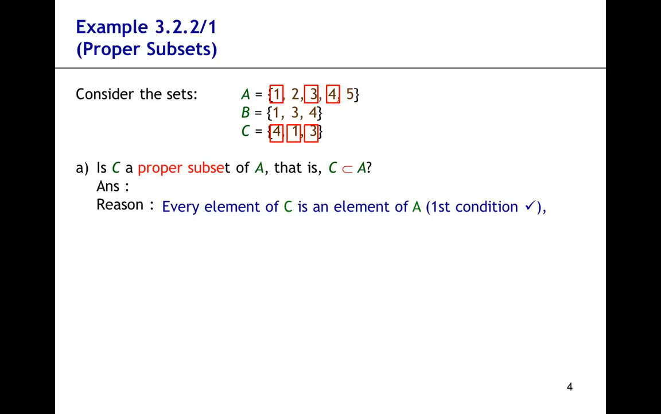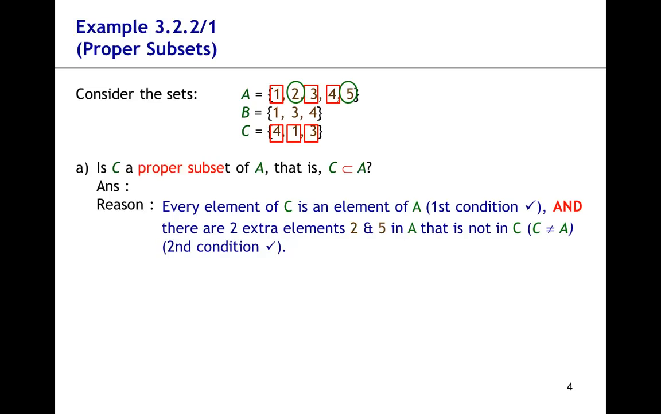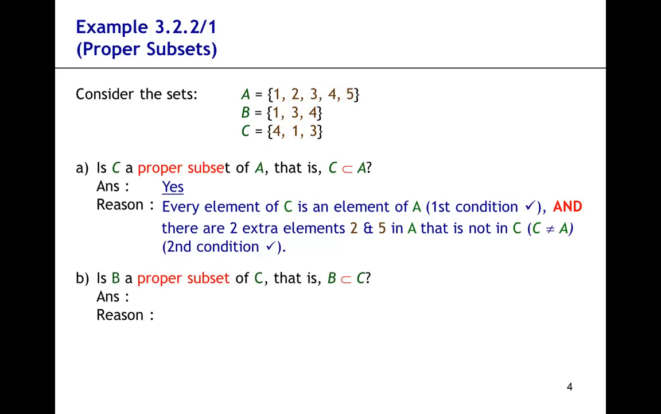How about condition 2? Comparing sets A and C, we see that set A has two extra elements, namely 2 and 5, which are not in C. So condition 2 is also met. We can therefore conclude that yes, C is a proper subset of A. Let's move on to part B. Is B a proper subset of C?